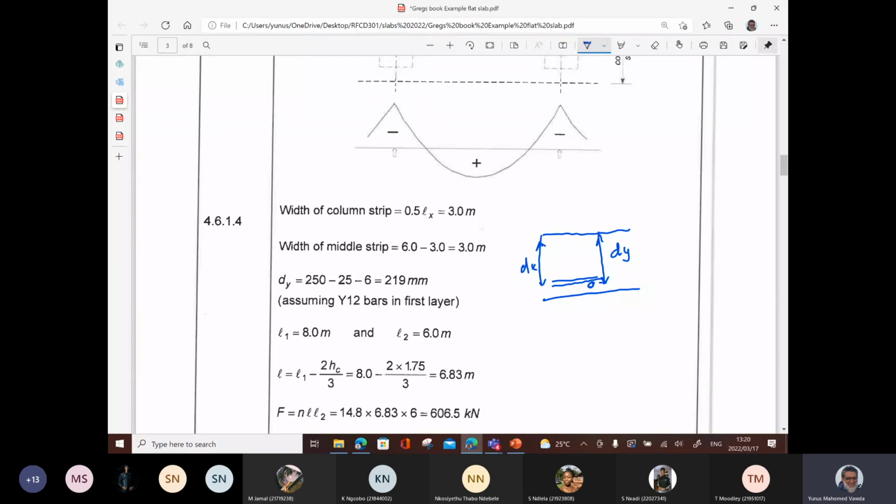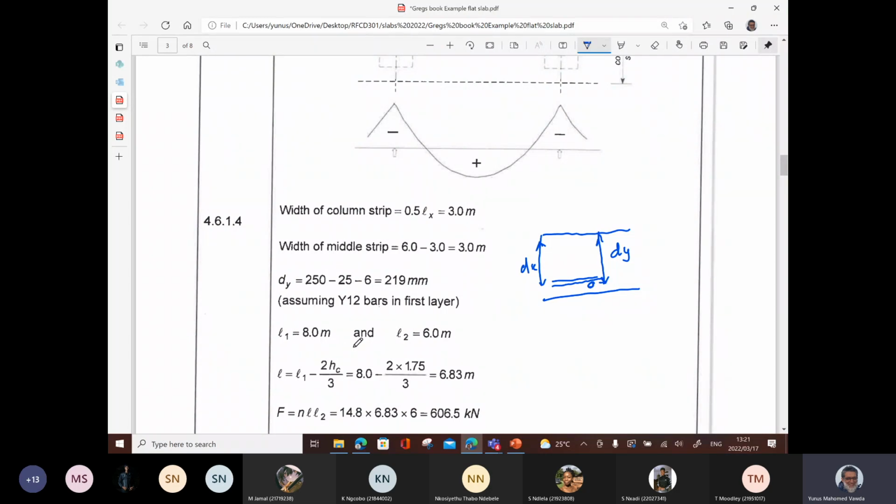So dy is the lower one, so we get the larger value for d, assuming Y12 bars in the first layer. Flat slabs, depending on the span, can go up to quite large areas of steel, diameters of bars as well. You could see 20s and 16s, not unusual, depending on the spans, right? Very, very popular for parking garages, as I told you, and open spaces which don't need any interruptions in the floor space. It's more suited to that kind of thing.